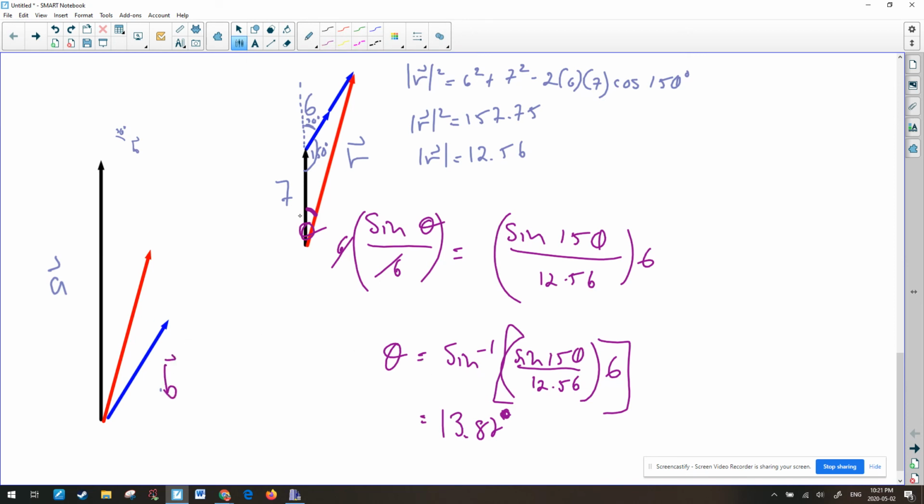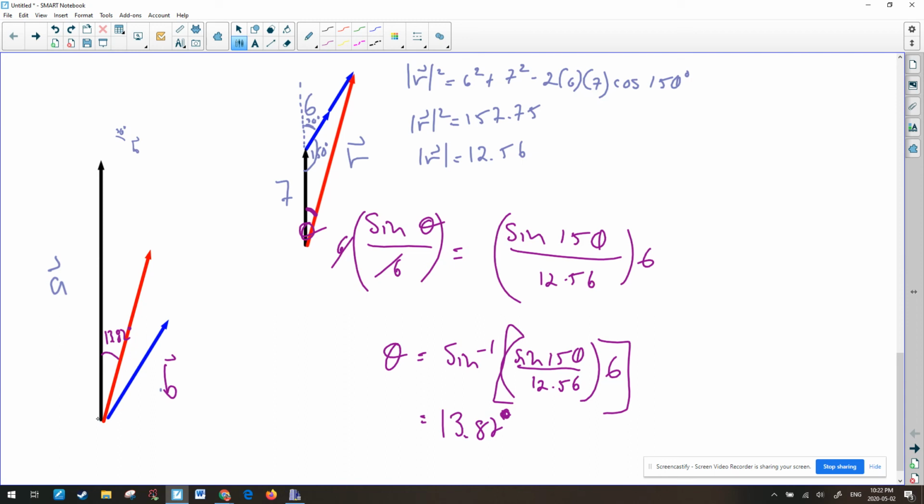I have found that the angle that the resultant vector makes with A, because this is A, is 13.82 degrees. So if I were going to answer this, I could say the resultant vector is going to have a magnitude of 12.56, and it makes an angle of 13.82 degrees with A. You might think, huzzah, we've got it, we've nailed it down. Some of you probably are already seeing why that is not yet sufficient to describe it appropriately.